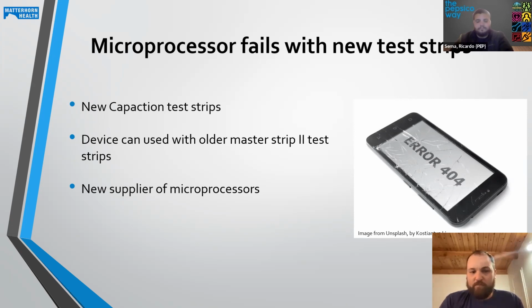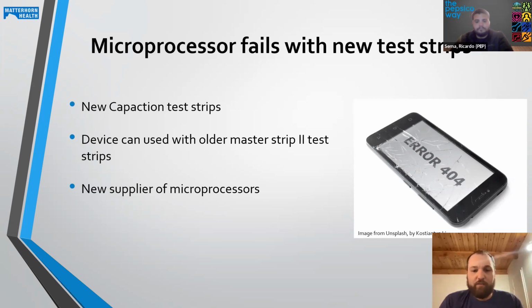Fortunately, in the short term, we have determined that the current device with the current microprocessor is still usable with the older MasterStrip 2 test strips. So it is still compatible with the test strips that are on the market. It is just not compatible with the new Capactin test strips. Fortunately, in the near term, we have identified a new supplier that can replace those microprocessors with new microprocessors that can function effectively with the Capactin test strips.